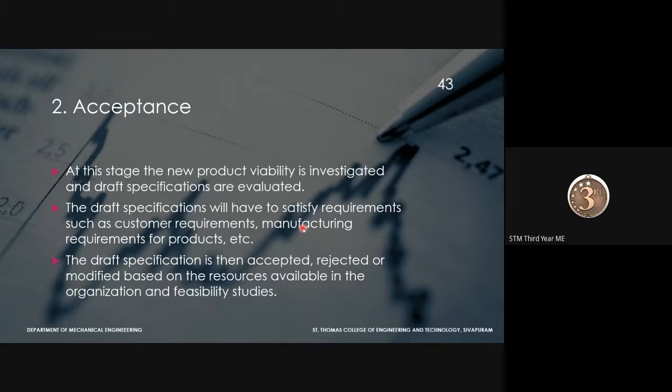Then, if you check the new product against the draft specification, it is accepted, rejected, or modified. Either of the three processes can take place. If it is not satisfying, we reject it and give it for modification. If even after sufficient modification you can't fix the problem, then it is totally rejected.